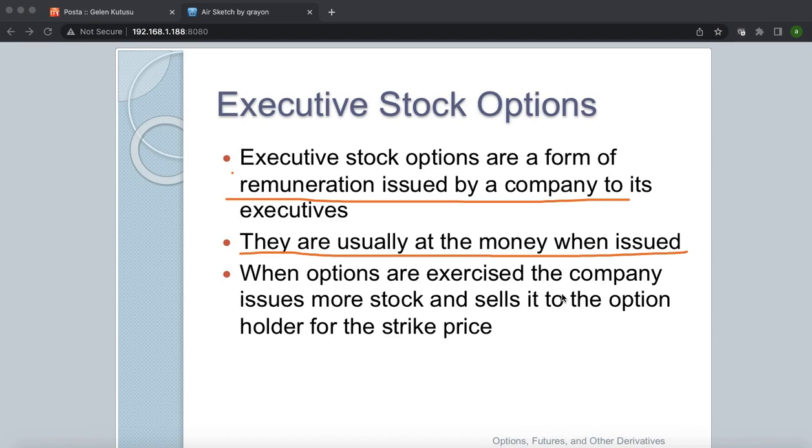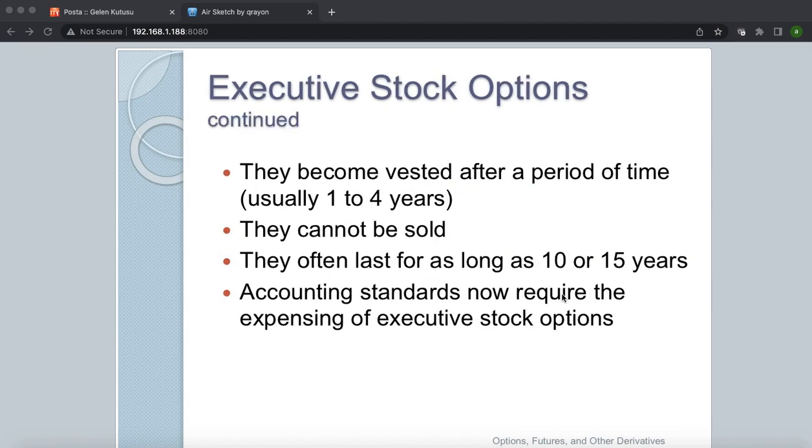And when options are exercised, the company issues more stock and sells it to the option holder for the strike price. They become vested after a period of time, usually from 1 to 4 years, and they cannot be sold because these are specially designed to give incentives to the managers or executives of a company. They often last as long as 10 or 15 years because we want the managers to have these incentives for long periods and carry the company forward as long as possible.